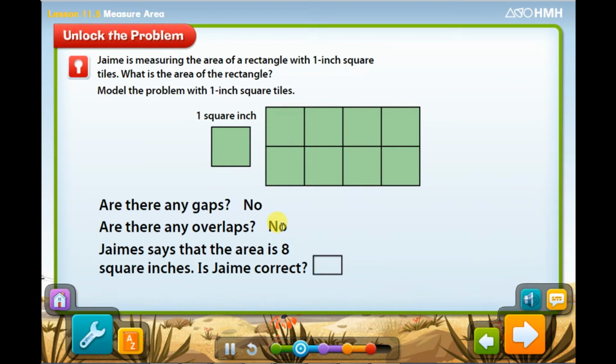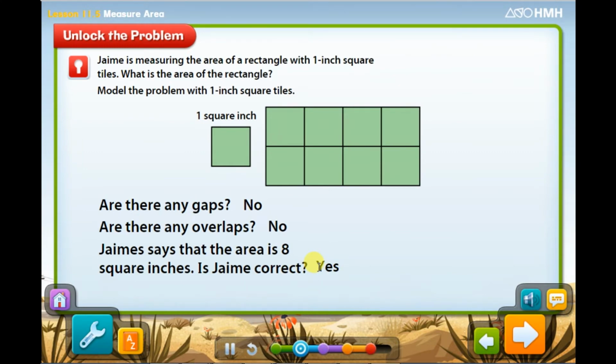Jaime now says that the area of the rectangle is 8 square inches. Is he correct? Yes, now he is correct, because he covered all the shape without gaps or overlaps. Now we can count all the tiles and measure the area of this shape. Let's count how many tiles. 1, 2, 3, 4, 5, 6, 7, 8. Are they 8? Yes, it's correct. Yes, this time Jaime is correct.